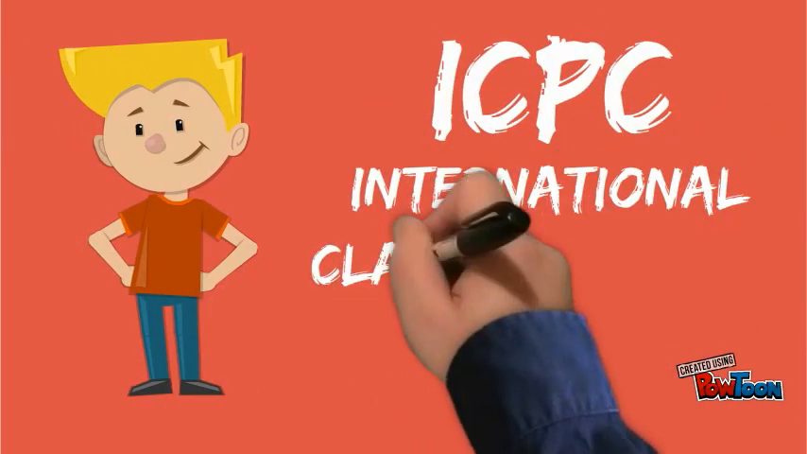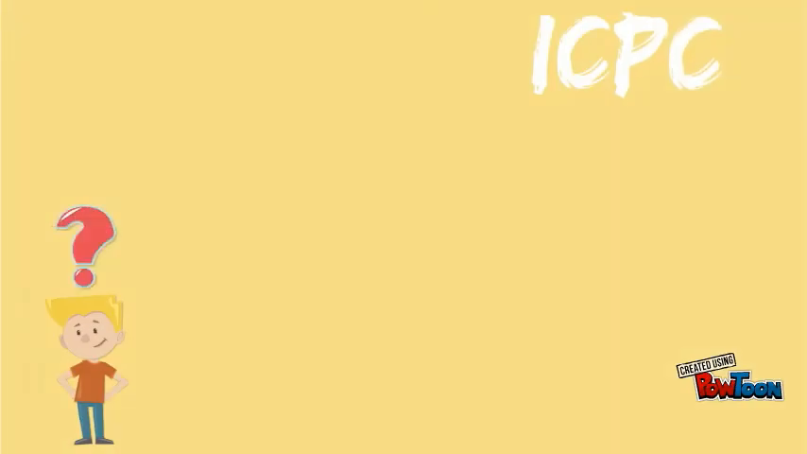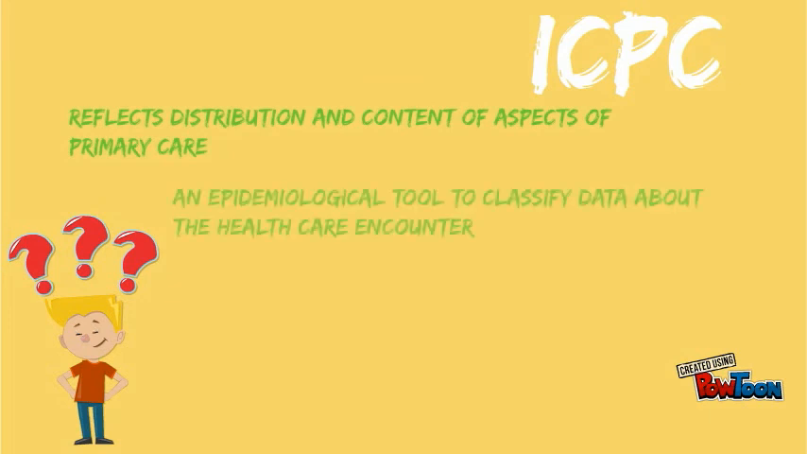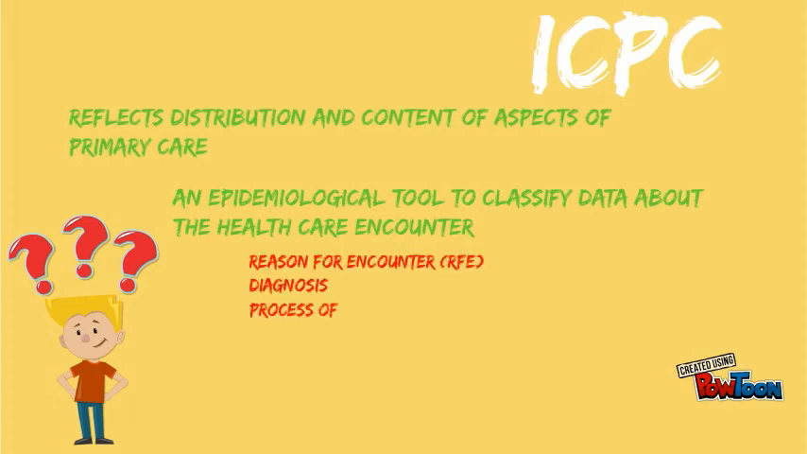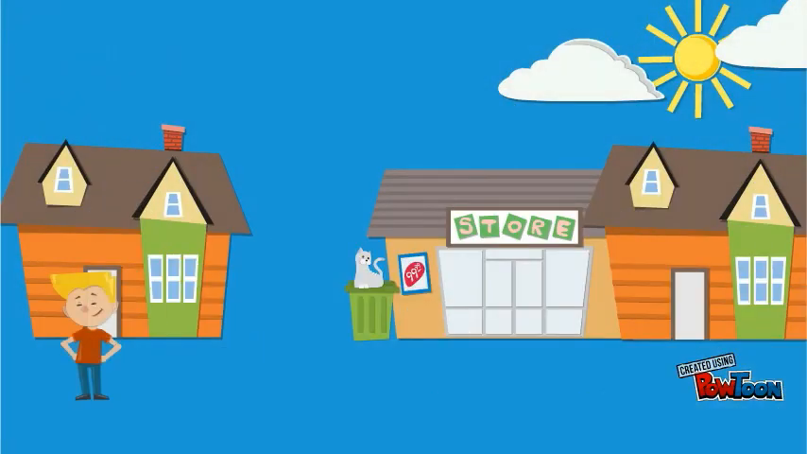ICPC, International Classification of Primary Care. So what is ICPC? It is a classification that reflects distribution and content of aspects of primary care. It is an epidemiological tool to classify data about the healthcare encounters, reason for encounter, diagnosis, and process of care. It is used in paper-based and statistical collections and electronic information systems for both encounters and episodes of care.